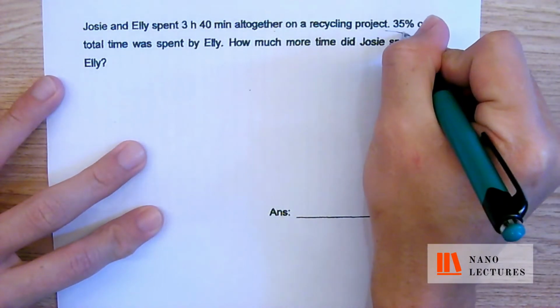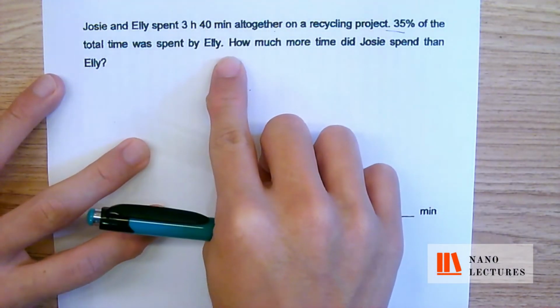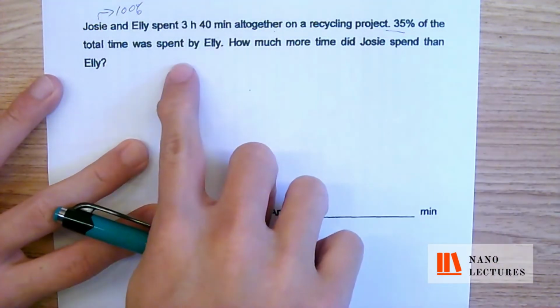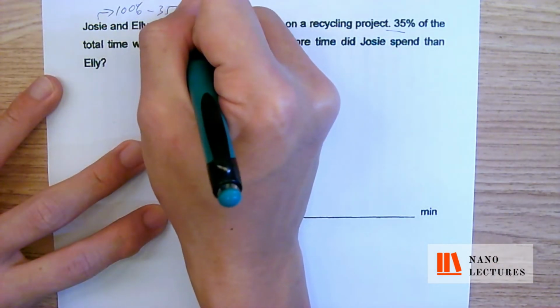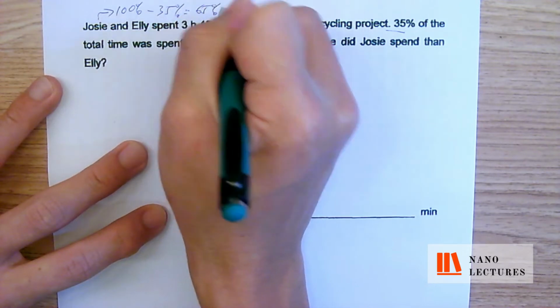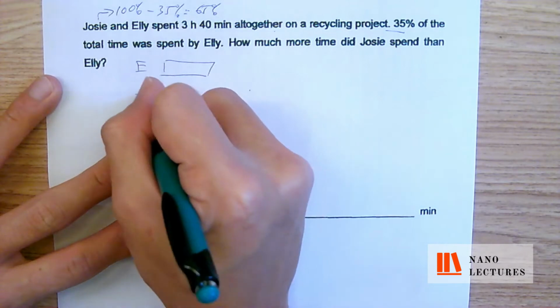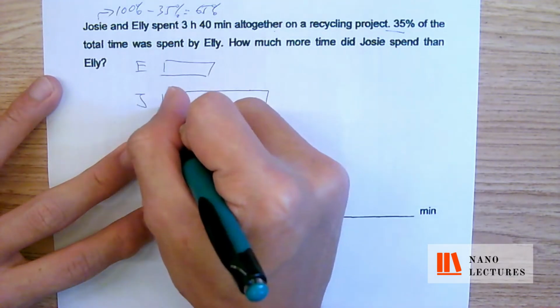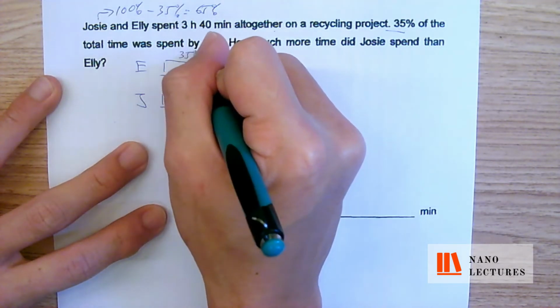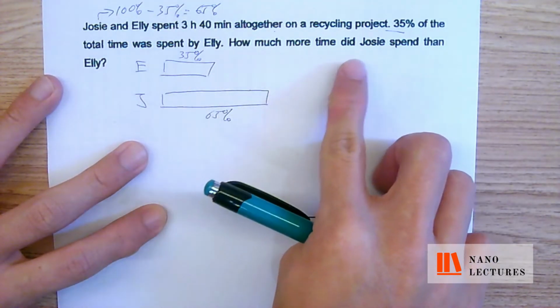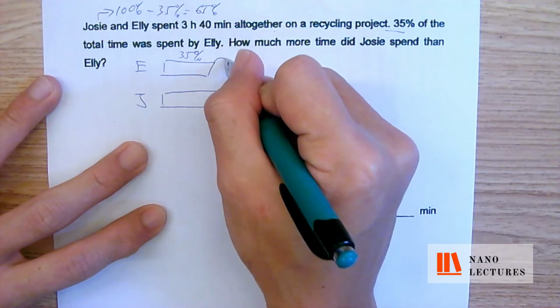Now, since 35% was spent by Ellie, can we find the percentage spent by Josie? For Josie, it would be 100% minus Ellie's 35%, and that will give us 65%. So we can draw Ellie is 35% and Josie will be 65% over here. And they're asking for how much more time did Josie spend than Ellie, which means that they're looking for this.